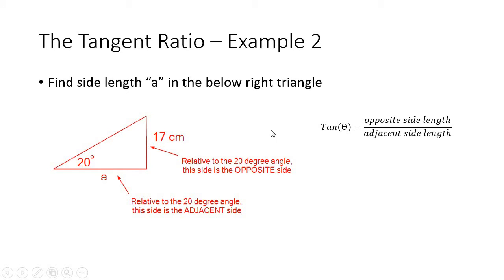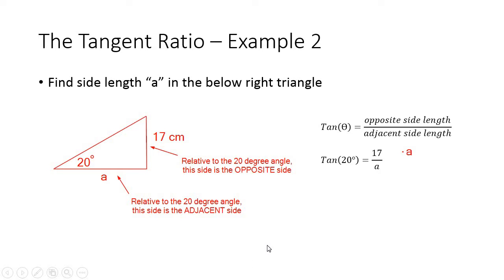Relative to the 20 degrees, this side is our opposite side. So now we can write our tangent ratio, because we're dealing with the opposite, the adjacent, and some angle. So we have opposite side length over adjacent side length in our tangent function, tan. Let's fill in what we know. So 20 degrees is our angle theta, 17 is our opposite side length, put that in for opposite side length, and A is our adjacent side length. So we put in an A for adjacent side length.